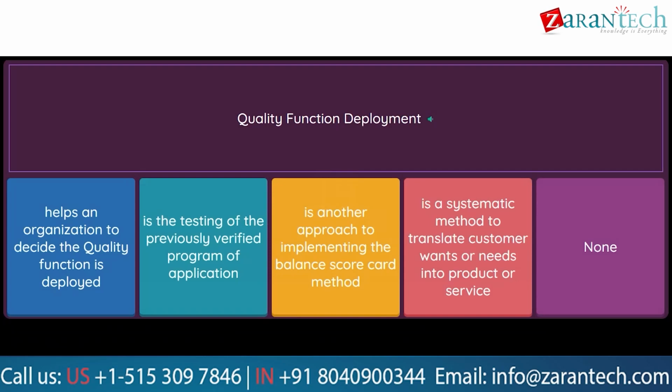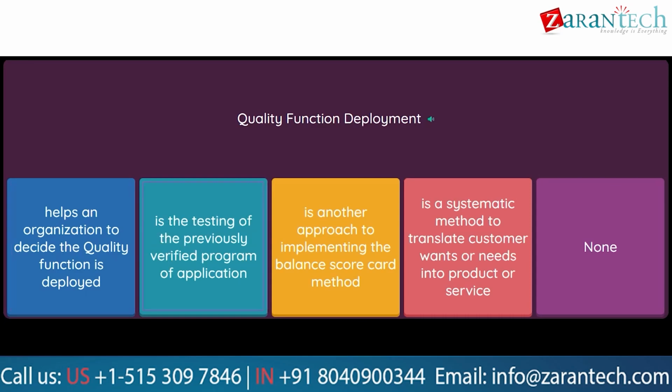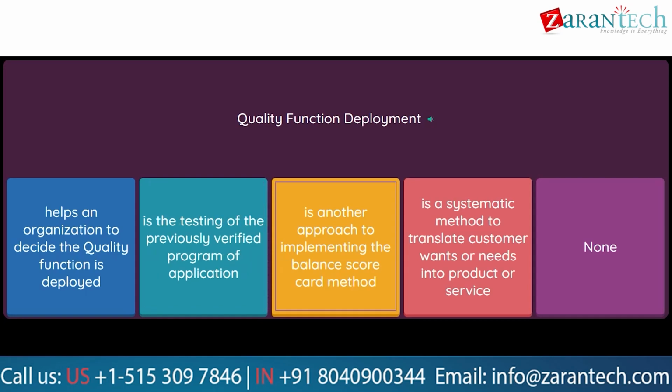Question: Quality function deployment. Option 1, helps an organization to decide the quality function is deployed. Option 2, is the testing of the previously verified program of application. Option 3, is another approach to implementing the balanced scorecard method. Option 4, is a systematic method to translate customer wants or needs into product or service. Option 5, none.